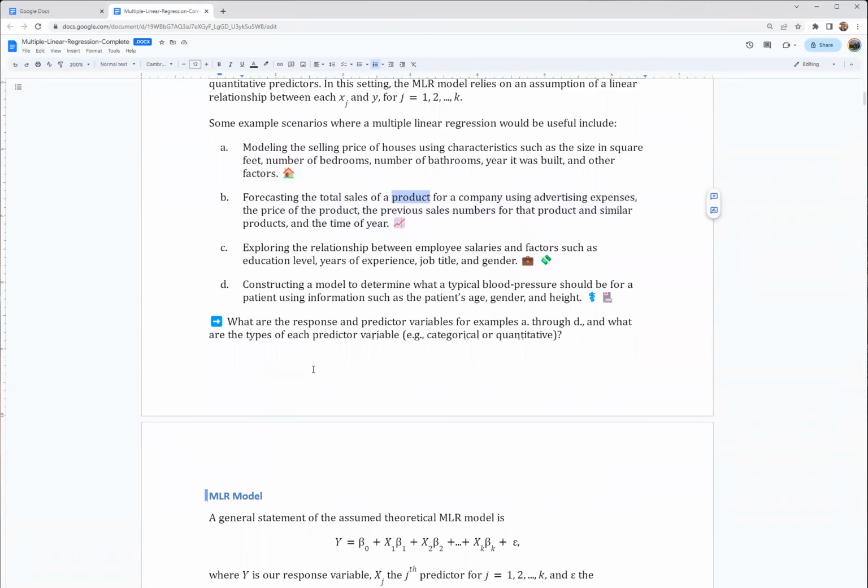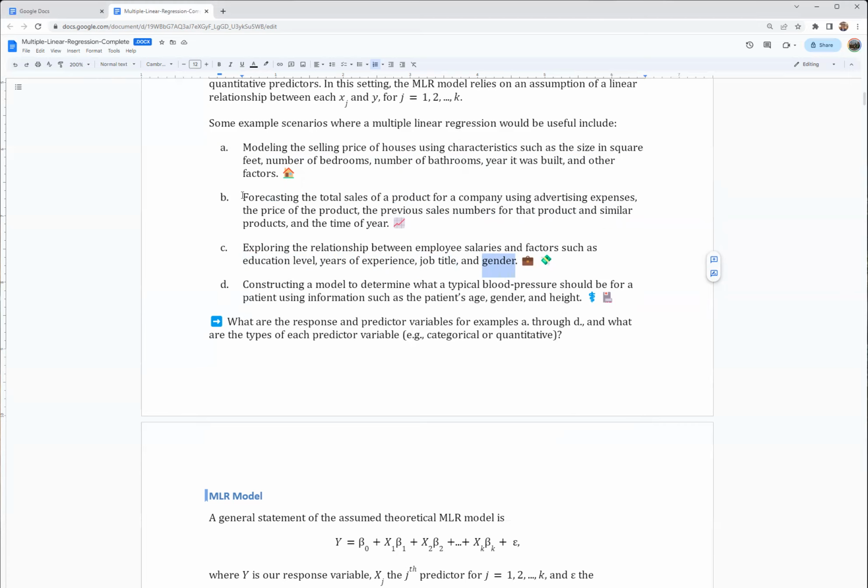Another example, maybe a company is concerned about equal pay among its employees, or paying its employees fairly. So they want to model employee salaries using factors such as the education level of the employee, the number of years experience in the job title, and gender. So this is an interesting case because you can use regression.